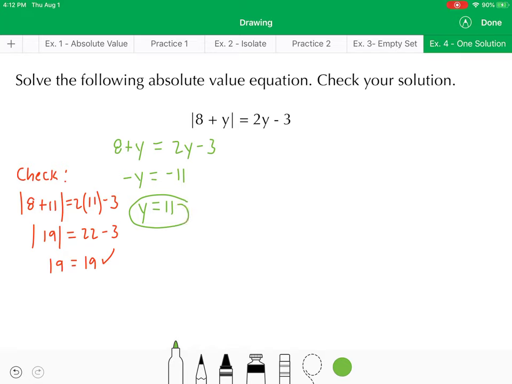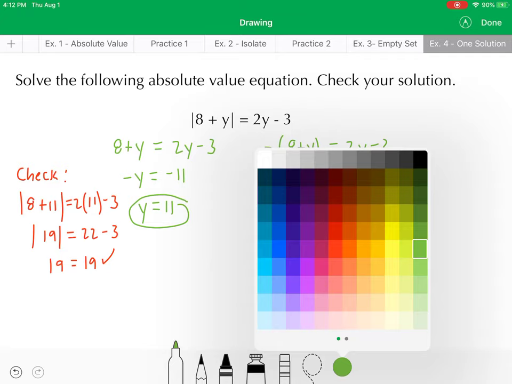All right, second case, negative case. Let's take the negative of 8 plus y and equal it to 2y minus 3. All right, now here, it might not be a bad idea to distribute since you've got the variable to the other side. It's up to you. You can either distribute or you could have divided both sides by the negative 1, multiplied by negative 1, however you want to look at it. Okay, that's going to end up giving me negative 3y is equal to 5. y equals negative 5/3. All right, let's check that one.